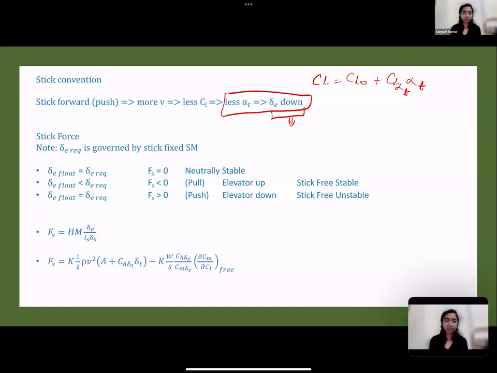What is the first thing that comes to your mind? If I deflect my elevator down, what changes happen? Produces lift. Yes. Where does it produce lift? At what point? Which will cause nose down moment. If it causes nose down moment, angle of attack at the tail will reduce. Yes.